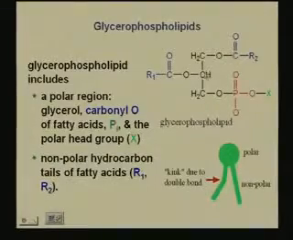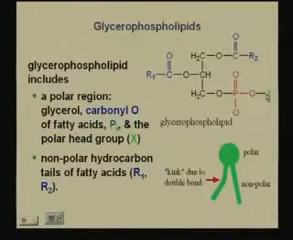We have the overall glycerol. Two of the OHs have been esterified with long chain fatty acids, which is why I have two legs to this polar head group. And the polar head group forms because of the phosphate esterification and an additional polar head group. Okay? So, this is the basic structure of a glycerophospholipid.